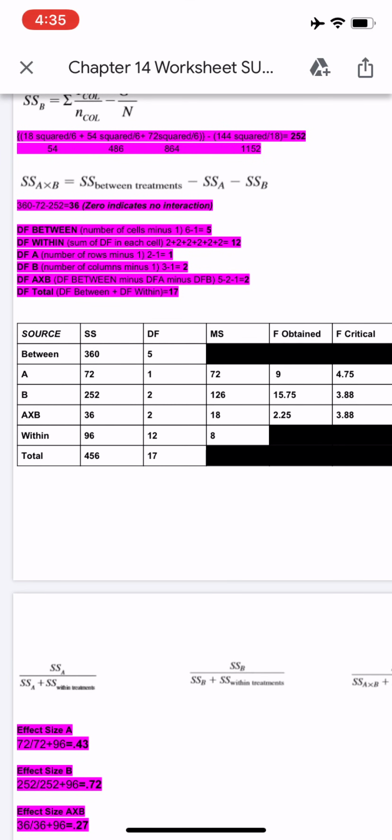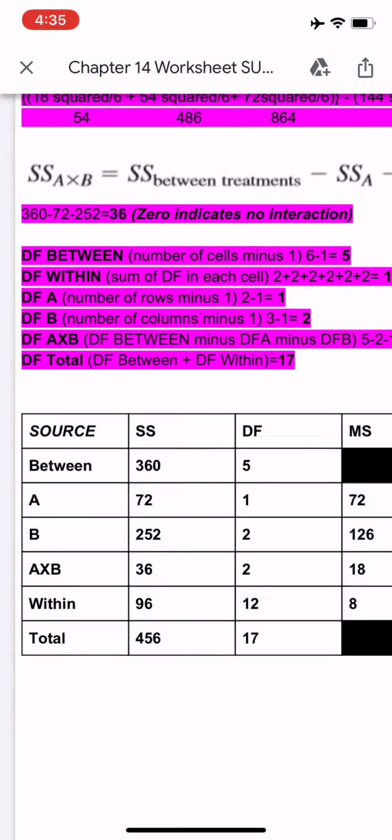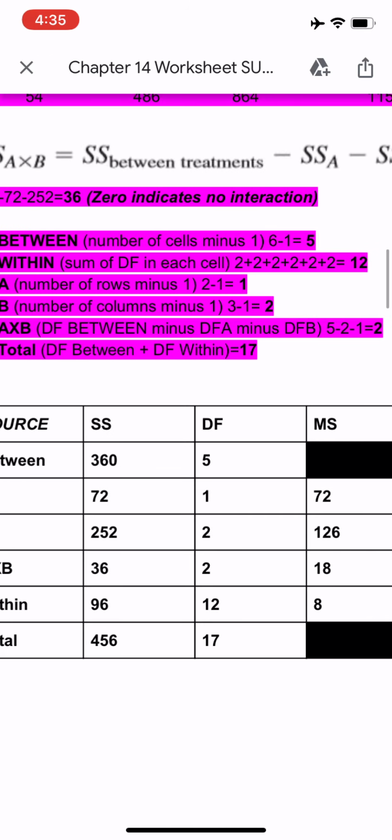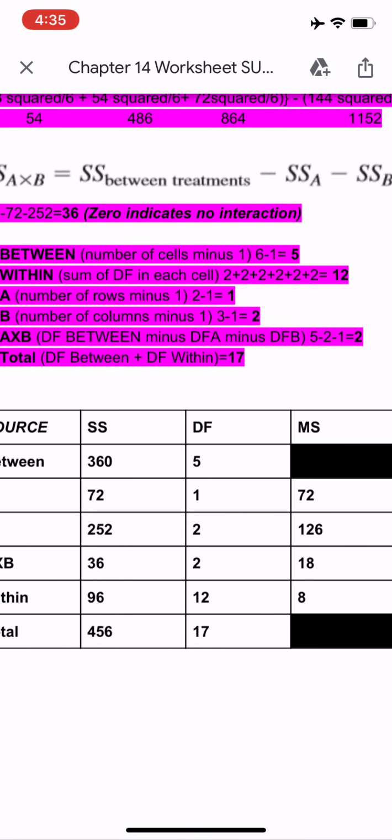And then you get DF A by B, which is the DF interaction, which is DF between minus DFA minus DFB, which is 5 minus 2 minus 1, which equals 2. And then you get DF total, which is DF between plus DF within. We just calculated between is 5 and within is 12. So DF total is 17.